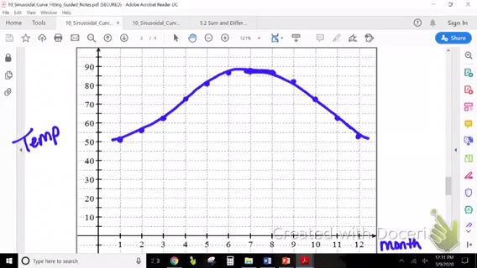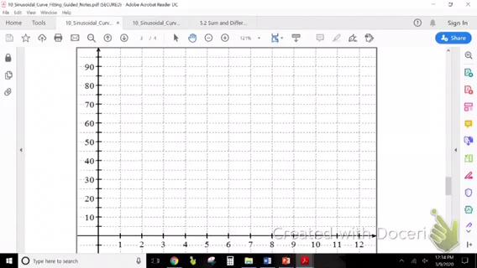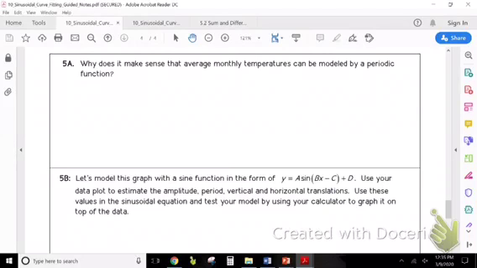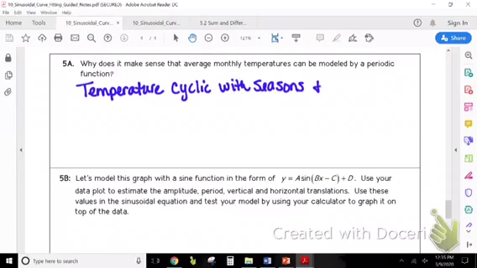All right, so let's move on to the next question. So we did our graph. Why does it make sense that the average monthly temperatures can be modeled by a periodic function? You just told me that. What did you say? Follows the seasons. Yeah, the temperatures are cyclic, which means they follow a cycle. So they're periodic with the seasons, and repeat year to year.